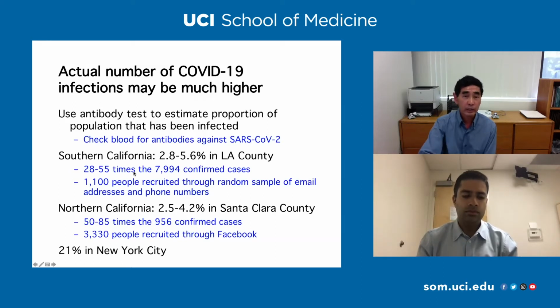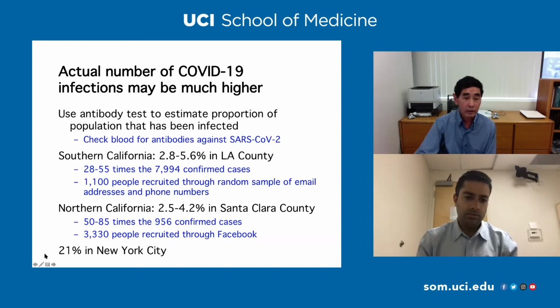So this has been done in various regional studies. Here in Southern California, there was a study in LA County, which estimated that 2.8 to 5.6% of people in LA County have actually had COVID-19 infection. This is 28 to 55 times the known number of cases. And then in Northern California, they did a study in Santa Clara County, and similarly, they found that the prevalence, the number of cases, was estimated to be 2.5 to 4.2%, and that's 50 to 85 times the known cases. So indicating that there may be many, many more cases that were asymptomatic, where people didn't know they were infected, but they've been exposed and infected.